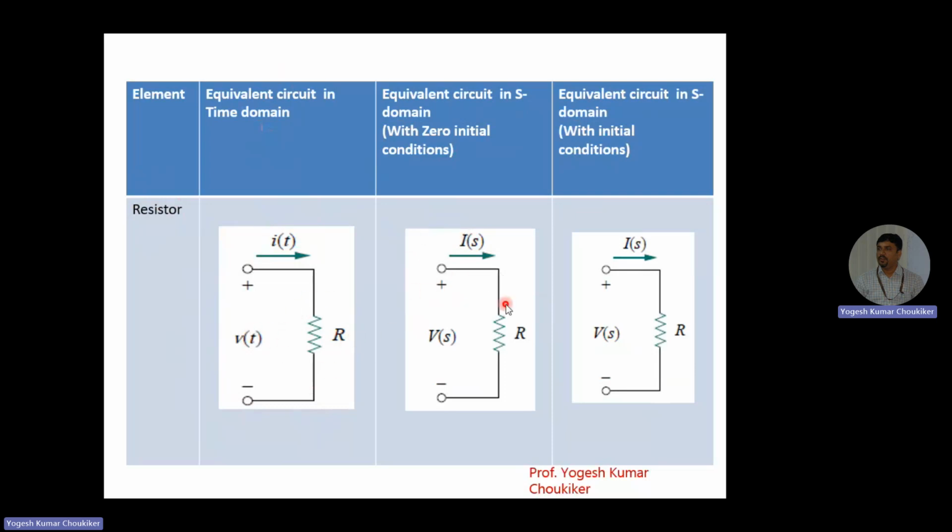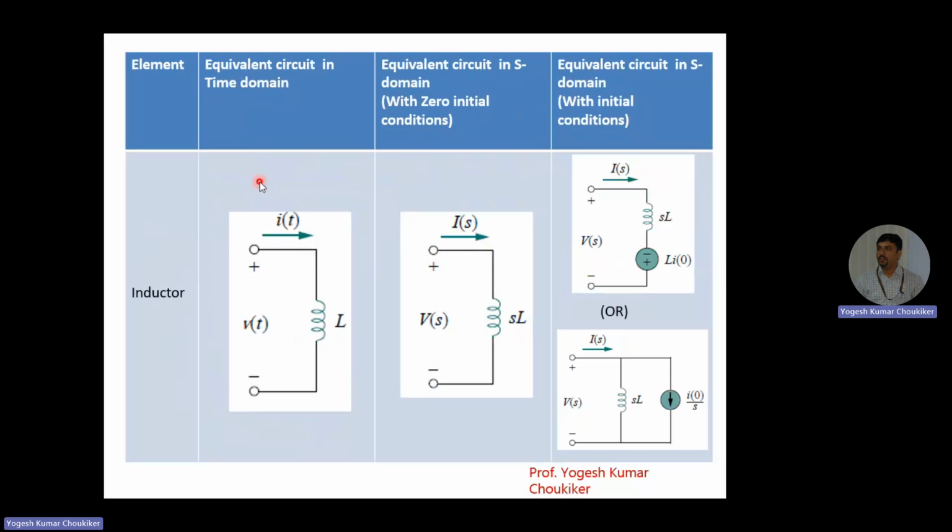So for the resistor there is no change; v(t) becomes V(s) and i(t) becomes I(s). The same thing we see with initial condition. There is no change, because for the resistor it is the same with or without initial condition. But this is not the case for the inductor.